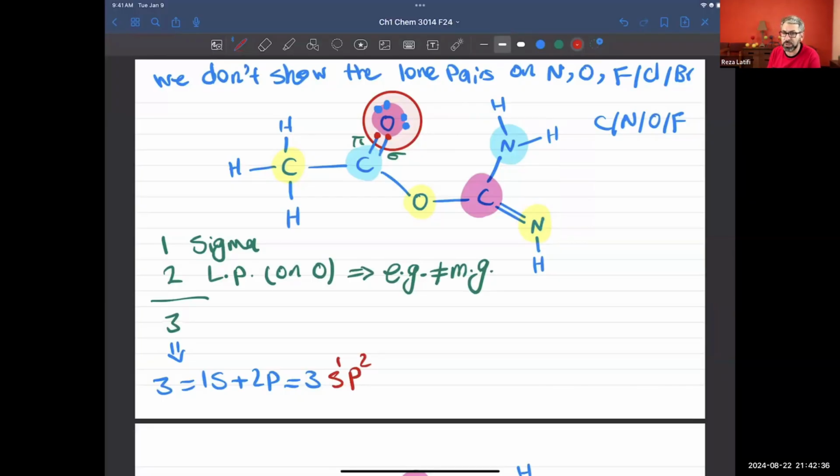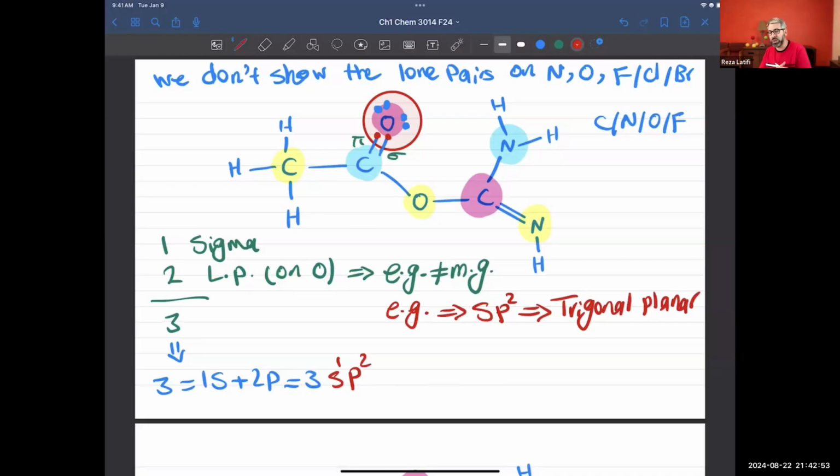But what's going to be the electron or molecular geometry? Electron geometry: because you got the hybridization sp2, it must be trigonal planar. So sp2 always is going to be trigonal planar. Next, how about the molecular geometry? I see an oxygen attached to carbon. What do you call it? Clearly, that's going to be linear geometry, because I see just one line. So the molecular geometry will be linear.